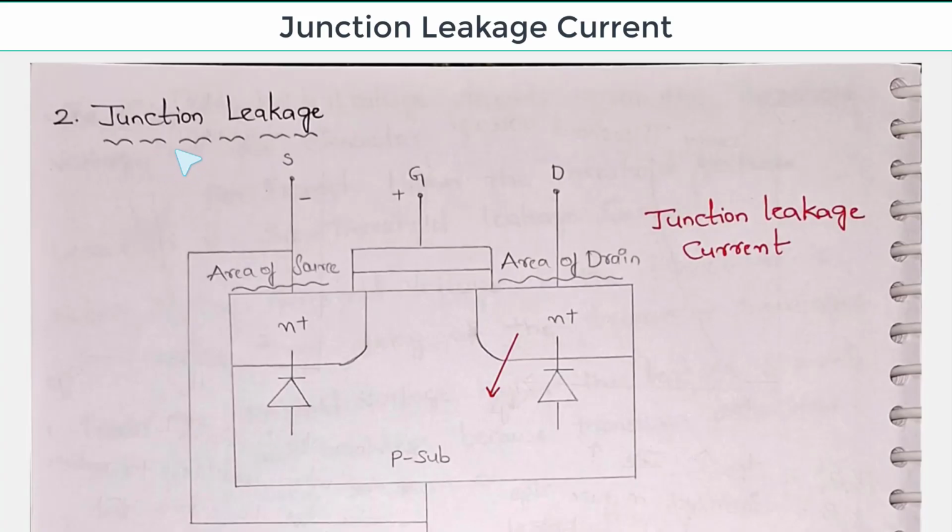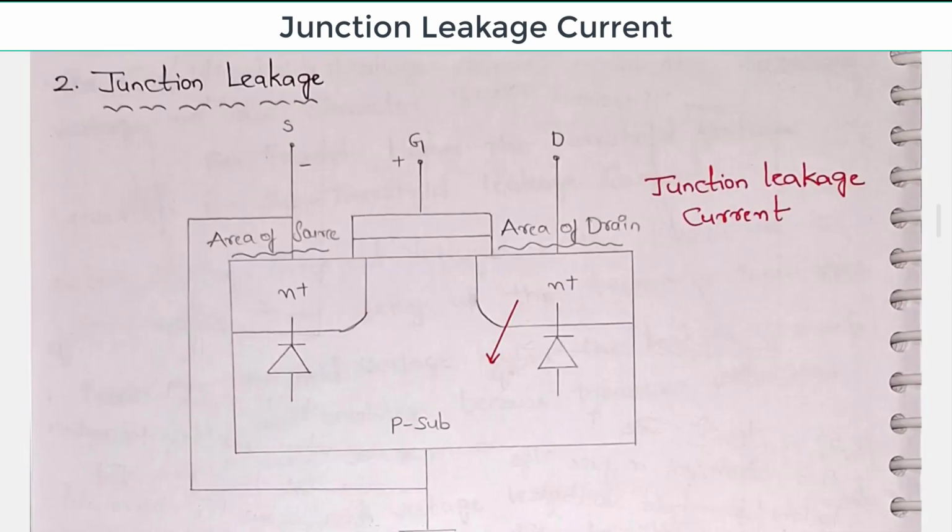Now the second one in terms of static power is junction leakage. Just now we have seen subthreshold leakage, and the next kind of leakage is junction leakage. You can understand this junction leakage by means of this example. Here we are going with an example of NMOS, so here I am using NPN.